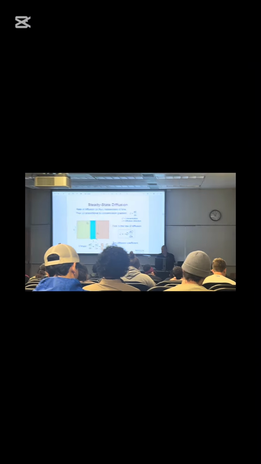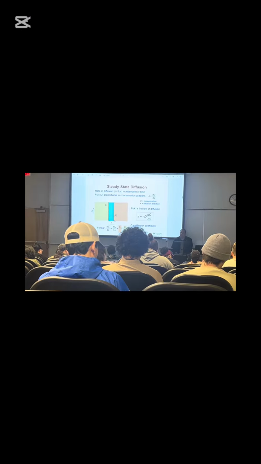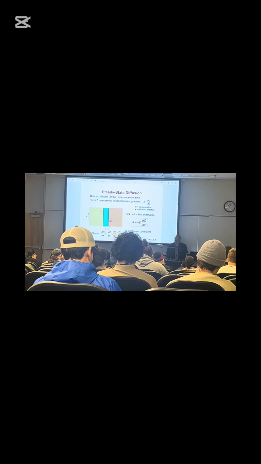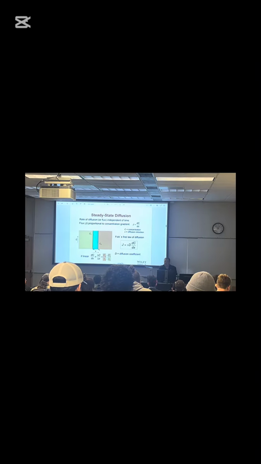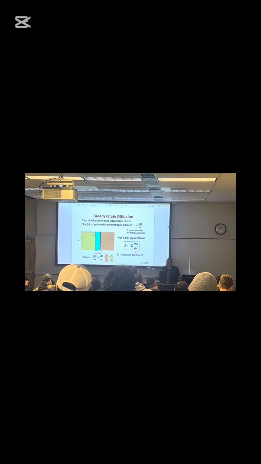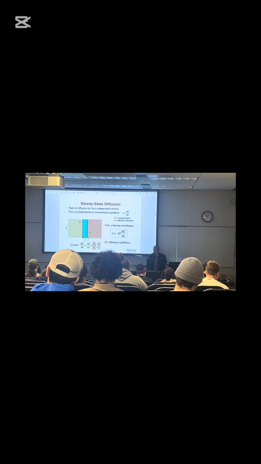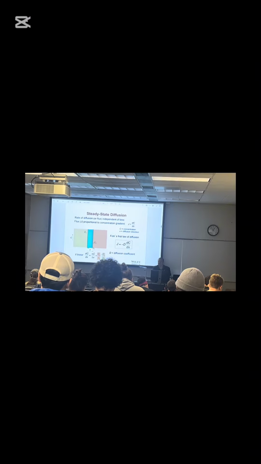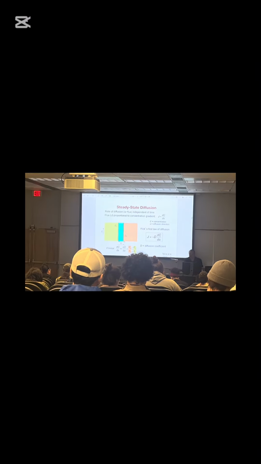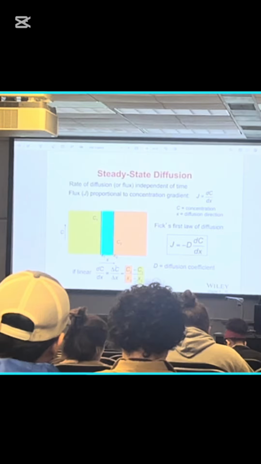And in this steady state diffusion case, the first Fick's law states that the flux J is equal to minus D, the diffusion coefficient, times dC/dx. And if it is linear, which we can assume it is, because the membrane is very thin, we say that dC/dx is equal to delta C over delta x, and that's equal to C2 minus C1 divided by x2 minus x1.